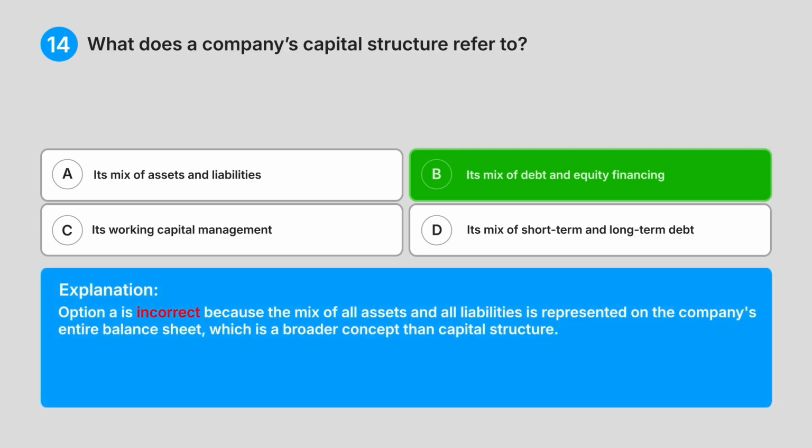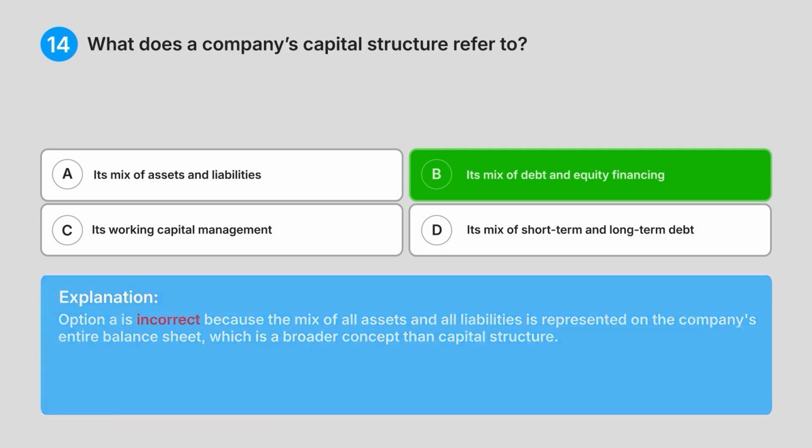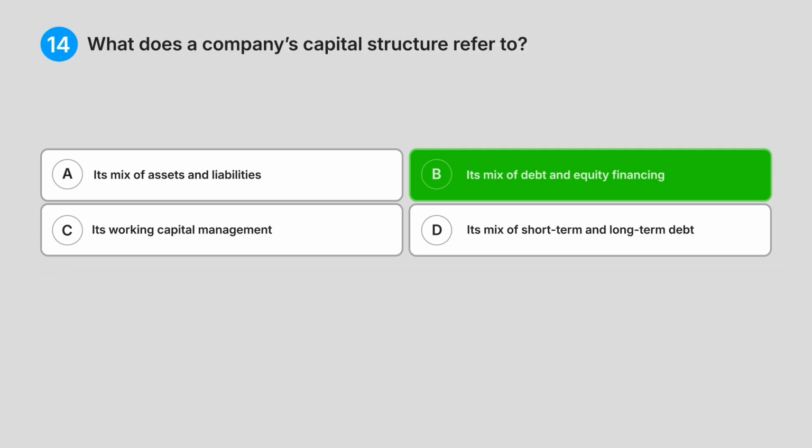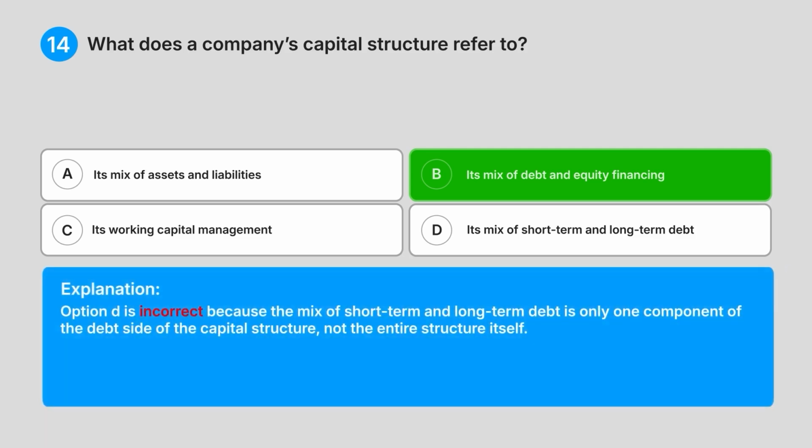Option A is incorrect because the mix of all assets and all liabilities is represented on the company's entire balance sheet, which is a broader concept than capital structure. Option C is incorrect because working capital management focuses on short-term assets and liabilities, not the long-term financing mix. Option D is incorrect because the mix of short-term and long-term debt is only one component of the debt side of the capital structure, not the entire structure itself.